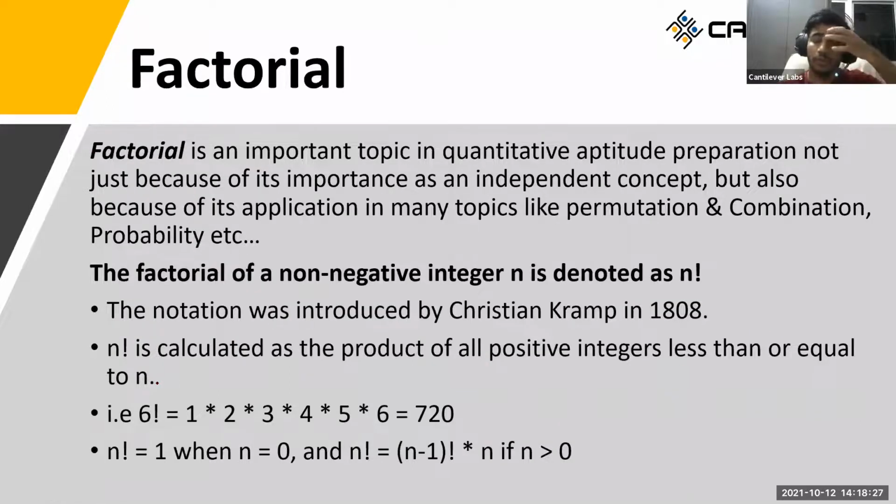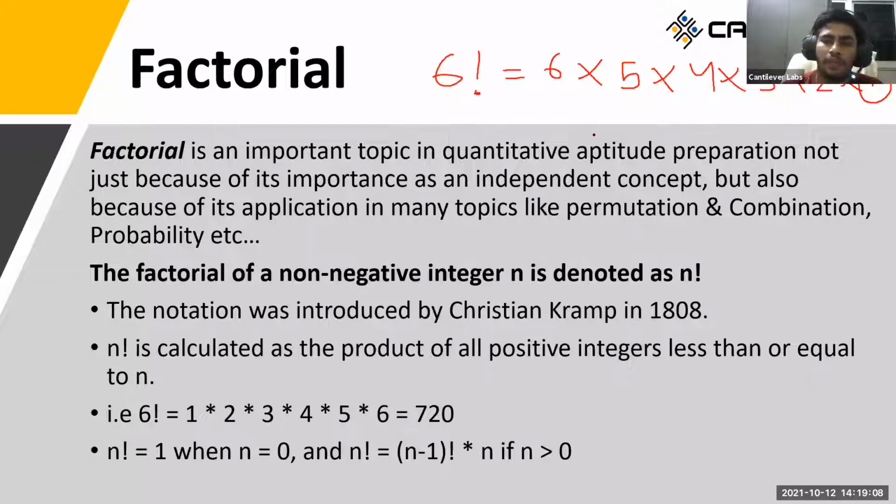Next, moving on to one of the most important terms in the number system, factorial. So what is factorial? Factorial of a number was denoted by Christian Kramp in 1808. It is basically calculated as the product of all positive integers which are less than or equal to the number itself. So let's say we are calculating the factorial for 6. Factorial is usually denoted by the exclamation sign. So 6 factorial is essentially 6 multiplied by 5, multiplied by 4, multiplied by 3, multiplied by 2, multiplied by 1. So it goes all the way down to 1.